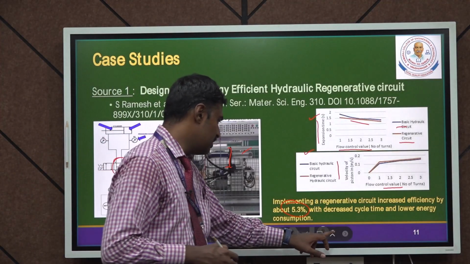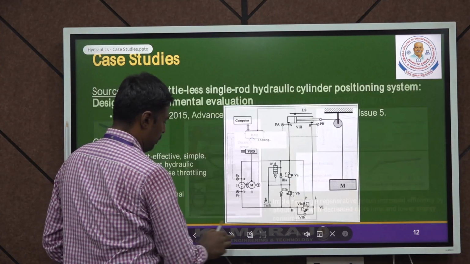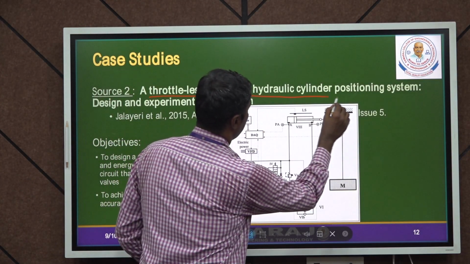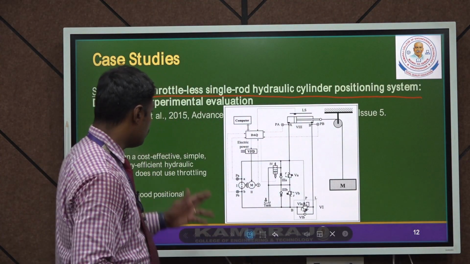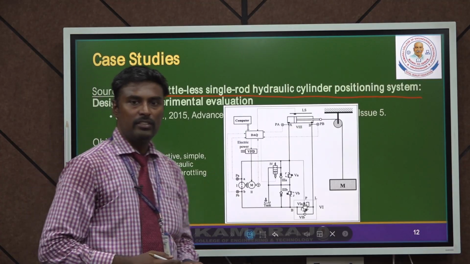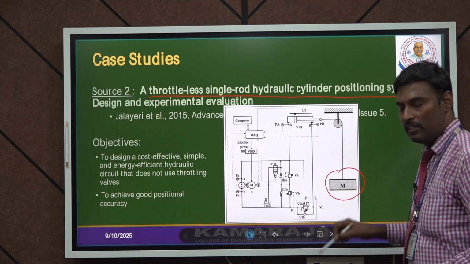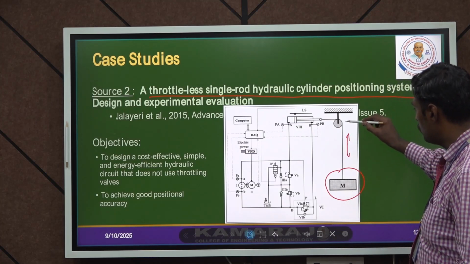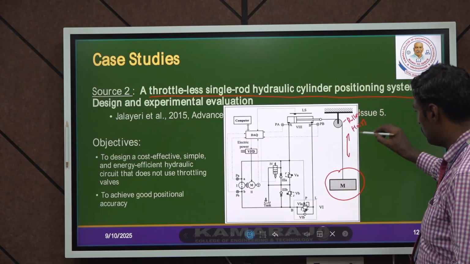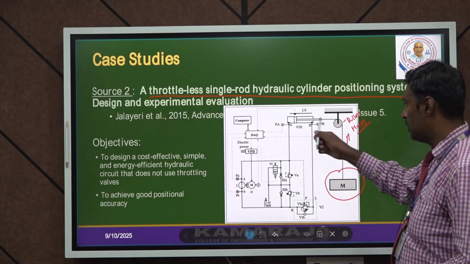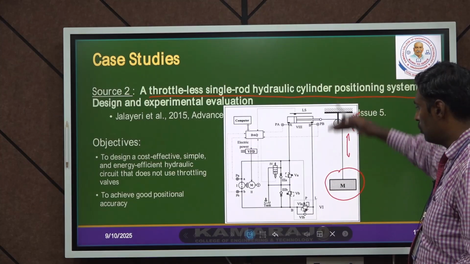Another additional focus is the throttleless single rod hydraulic cylinder positioning system. Here is the circuit they have made. A load is raised up and down by using a roller, which is known as a hoist setup. If the cylinder is extended, through this pulley the hoist will make the load move up and down.